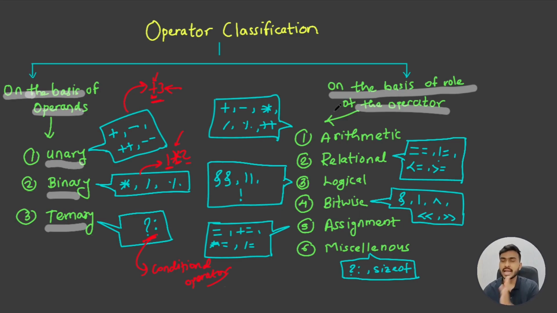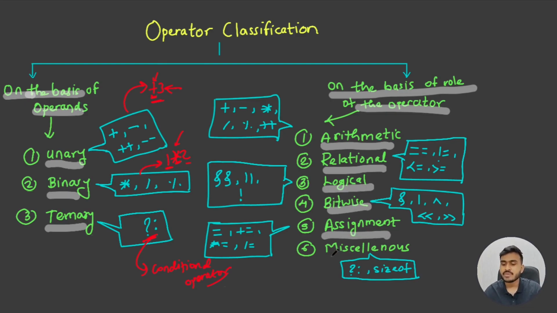Now the second classification can be done based on the role of the operator. Based on the role of the operator, the operators can be classified into multiple categories. The first category is arithmetic operators, then we have relational operators, logical operators, bitwise operators, assignment operators, and finally some miscellaneous operators. Let's quickly revise their names. Arithmetic operators, as the name suggests, are used for performing arithmetic operations, for example addition, subtraction, multiplication, and division.